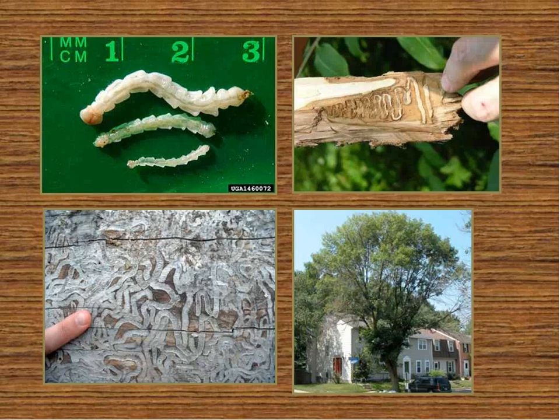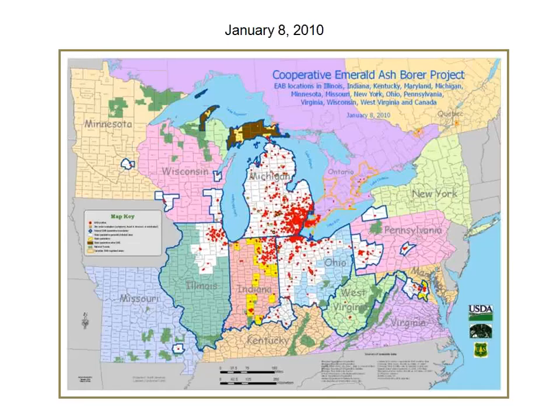So here's a recent map of the total distribution that we know about, with the epicenter there in Michigan, and now found in 13 different states and 2 Canadian provinces. And so you can really see that these outlier populations in Minnesota, Wisconsin, Missouri, these are all from human-mediated introductions, likely through firewood again, or the movement of landscaping trees. Considering the beetle can only fly a few miles unassisted, this is definitely human-mediated.